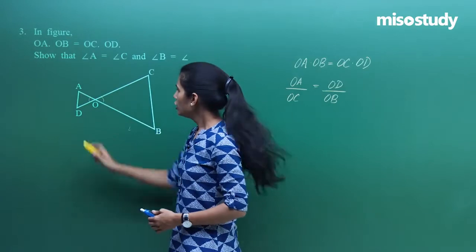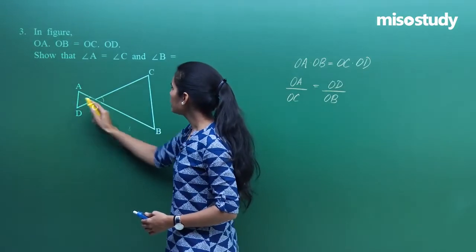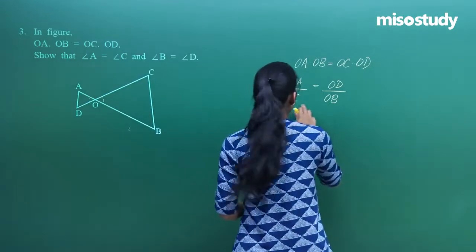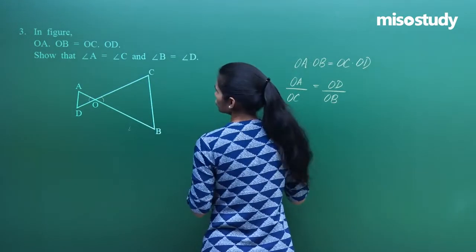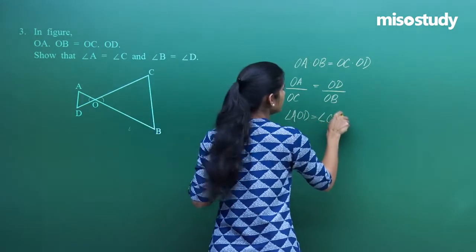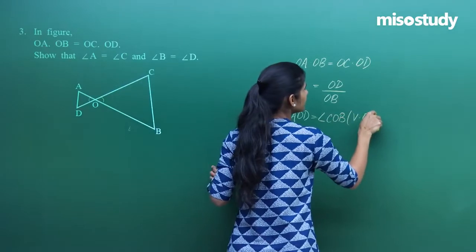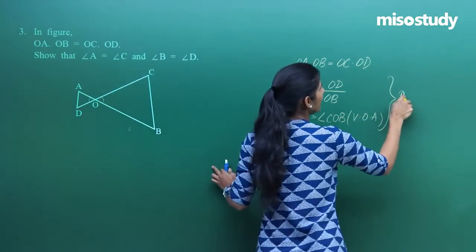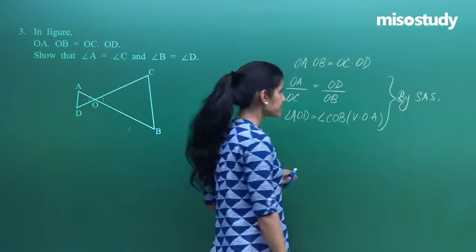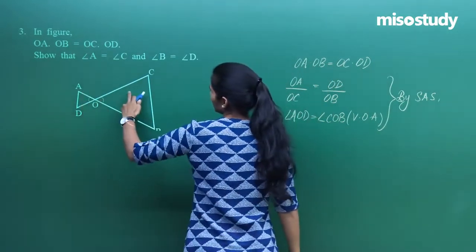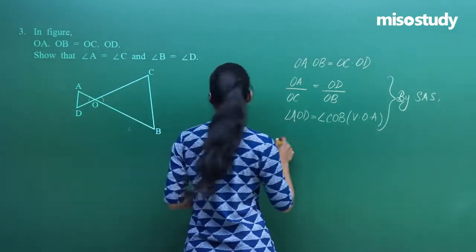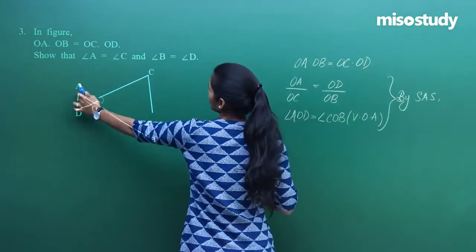So this small triangle that you can see, triangle AOD, and this large triangle COB, both will be similar. I am also saying angle AOD is equal to angle COB because they are vertically opposite angles, and therefore by SAS similarity criteria, because two sides here are proportional to two sides and the included angles are same, by SAS similarity criteria I have what?